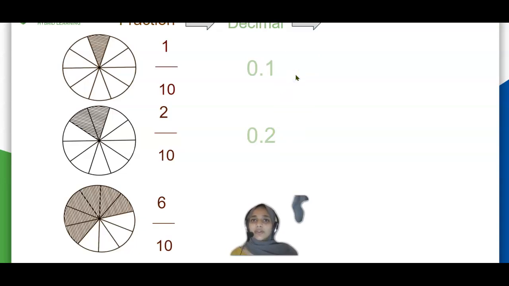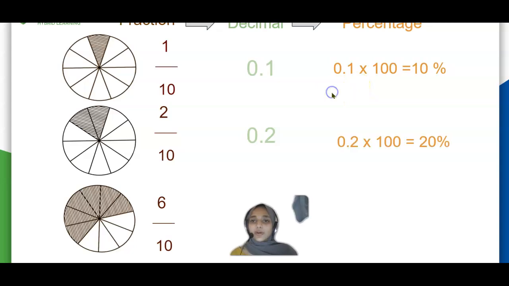So, when we convert this decimal to percentages, what we can do is multiply this decimal part with 100. That is 0.1 into 100 is 10 percentage. Now 0.2 into 100 is 20 percentage, and the last, 0.6 into 100 is 60 percentage. Wow. So we studied now to convert fraction to decimals and decimal to percentage. Is it?